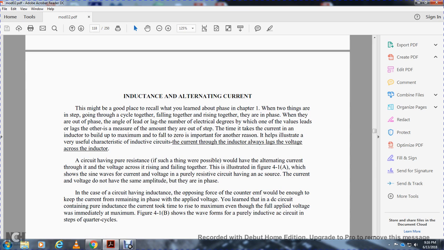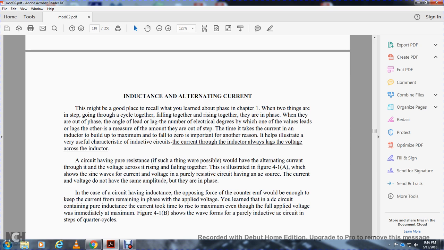This is illustrated in Figure 4.1a, which shows the sine waves of the current and voltage in a purely resistive circuit having an AC source. The current and the voltage do not have the same amplitude, but they are in phase. In a circuit having inductance, the counter EMF opposes the change and keeps the current from remaining in phase with the applied voltage. You've learned that in a DC circuit containing pure inductance, the current took time to rise to maximum even though the full applied voltage was immediately at maximum.